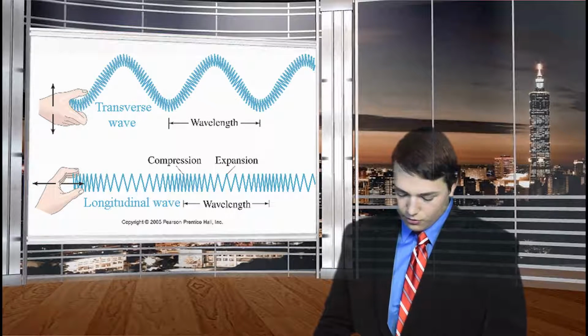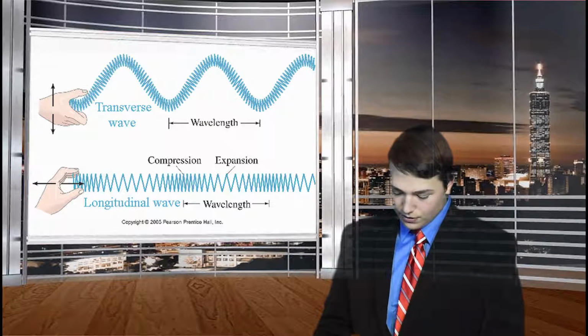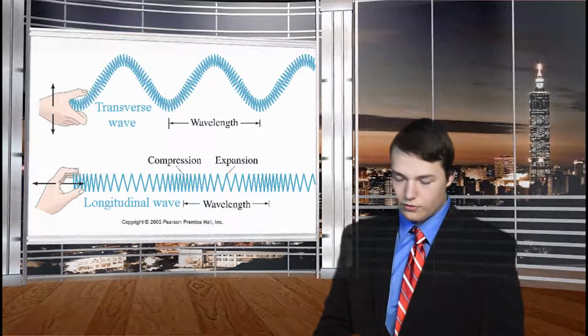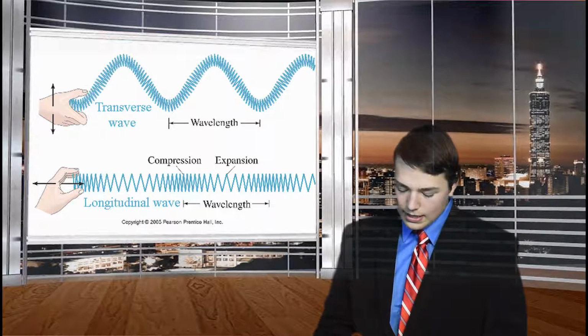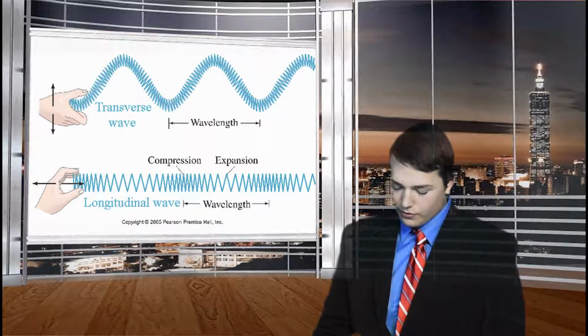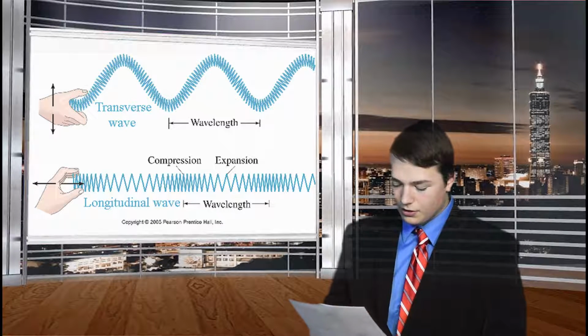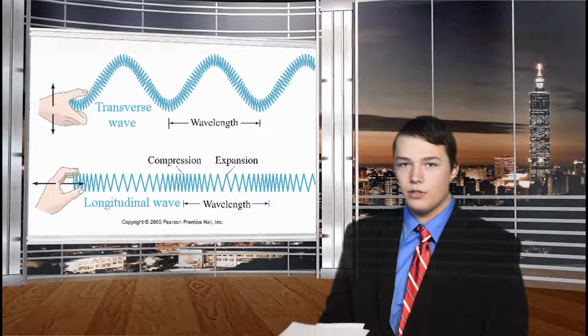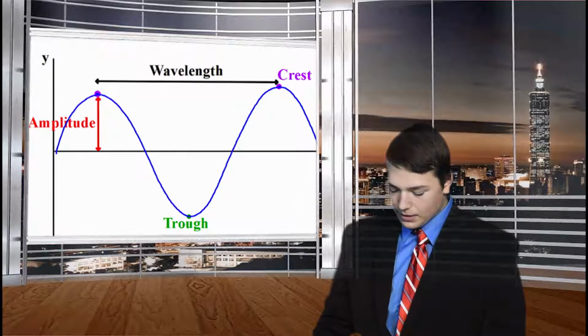Now, what is a longitudinal wave? A longitudinal wave is one in which particles of a medium move in a direction parallel to the direction that the wave moves. A sound wave is another example of a longitudinal wave. Next, what is a transverse wave? A transverse wave is one in which particles of the medium move perpendicular to the direction the wave moves. An example of this is a vibrating string.